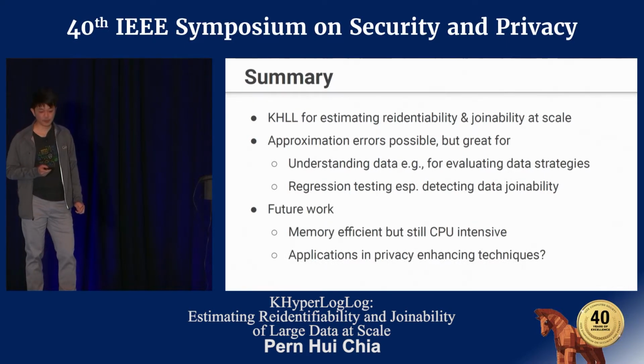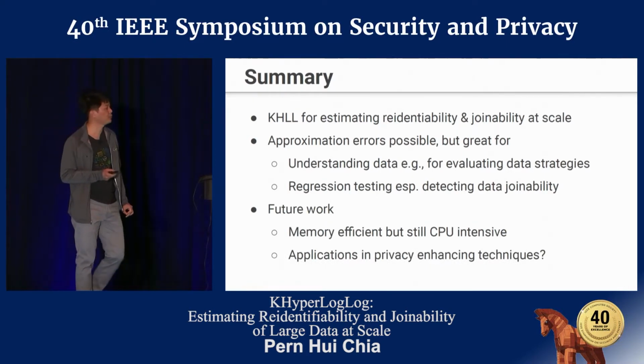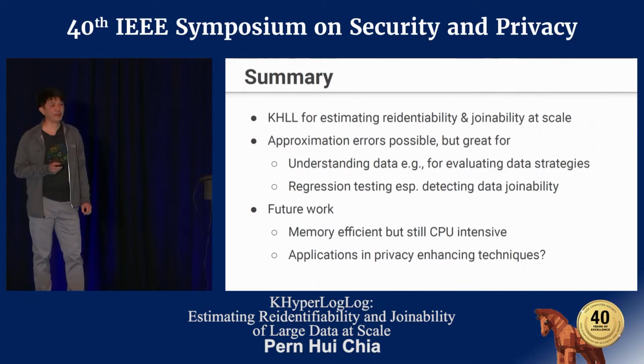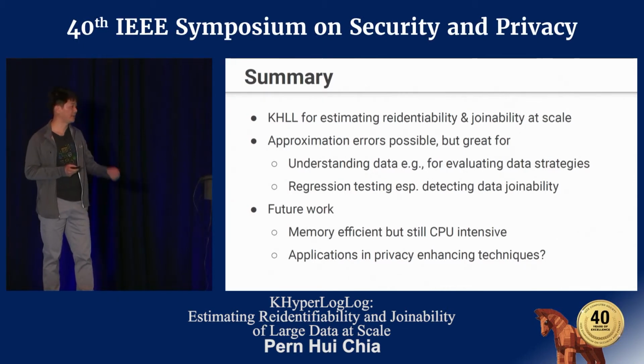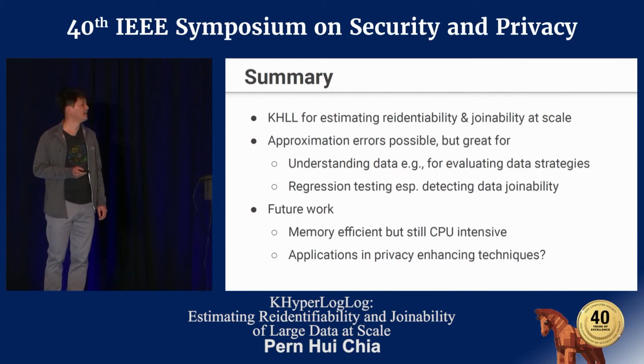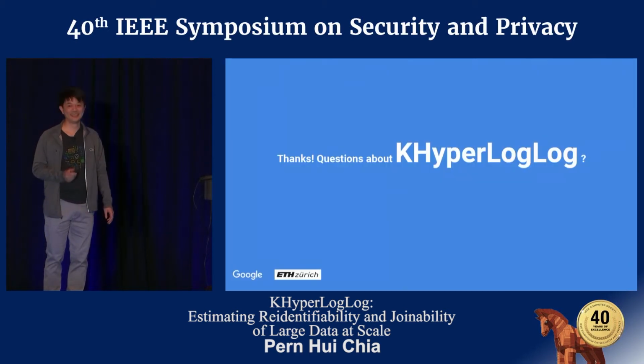There could be multiple directions for future work. Although it is memory efficient, KHyperLogLog still is rather CPU intensive in that we need to read the data once entirely. So we think that some innovation or improvement to be able to handle joinability testing using sample data would be really interesting. And we also think that there could be more applications of approximate counting in privacy-enhancing techniques. And that's all. Thank you.